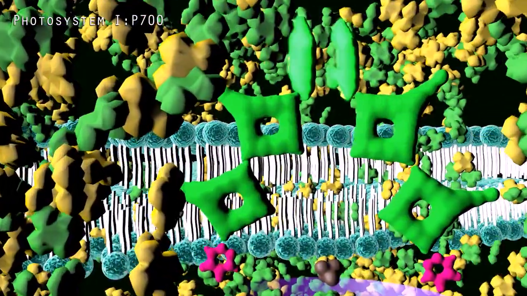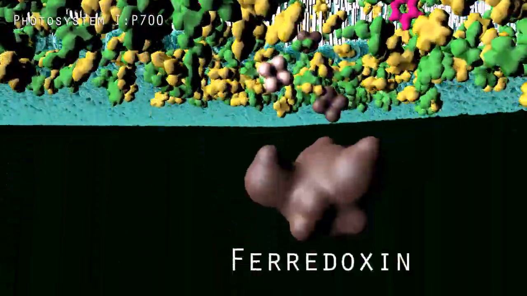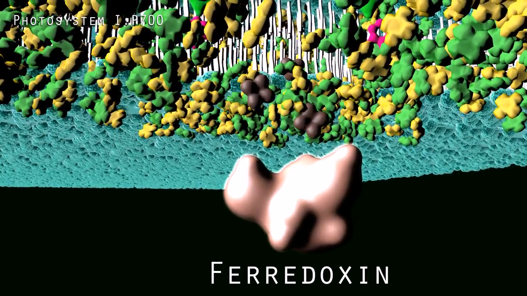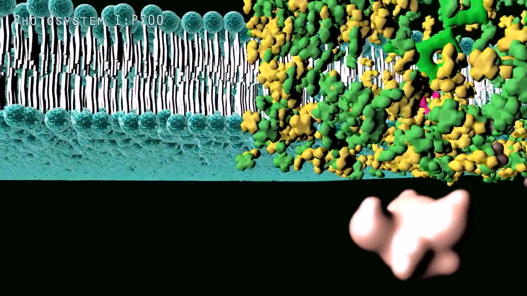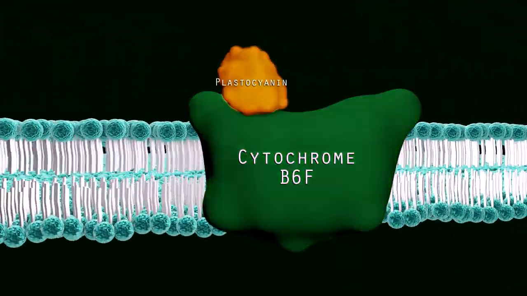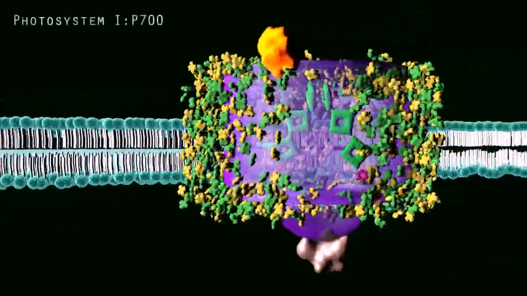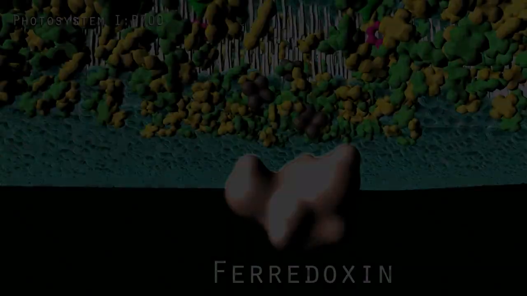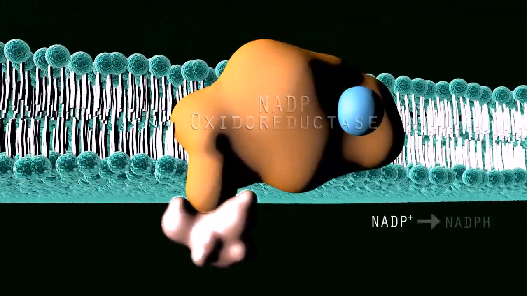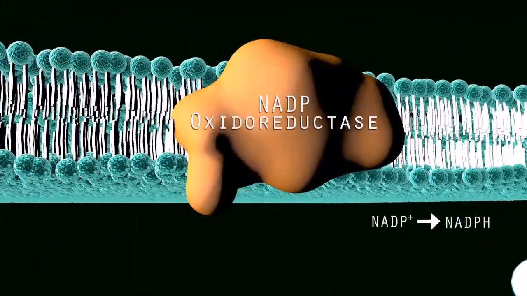This electron replaces an electron in the activated P700 reaction center of photosystem 1 that has been transported from a pair of chlorophylls down a series of proteins to ferredoxin. From here, photosynthesis may either be cyclic or non-cyclic. In cyclic electron transfer, ferredoxin returns the electron to cytochrome B6F to repeat a cycle of electron transport, generating more ATP along the way. In non-cyclic electron transfer, ferredoxin binds to NADP oxidoreductase, which transfers the electron to NADP to make NADPH.